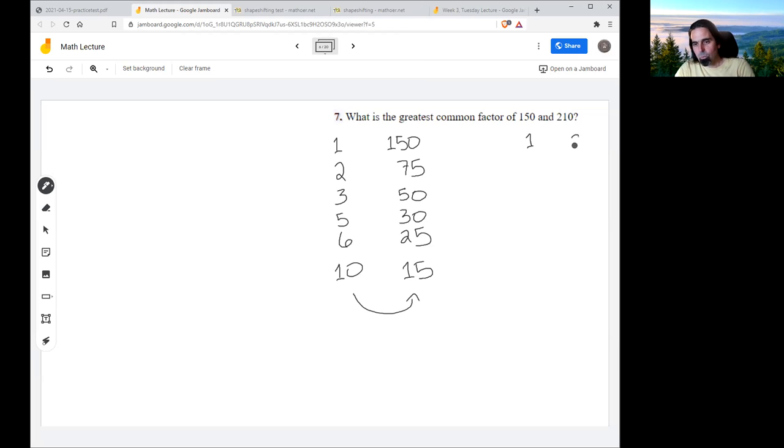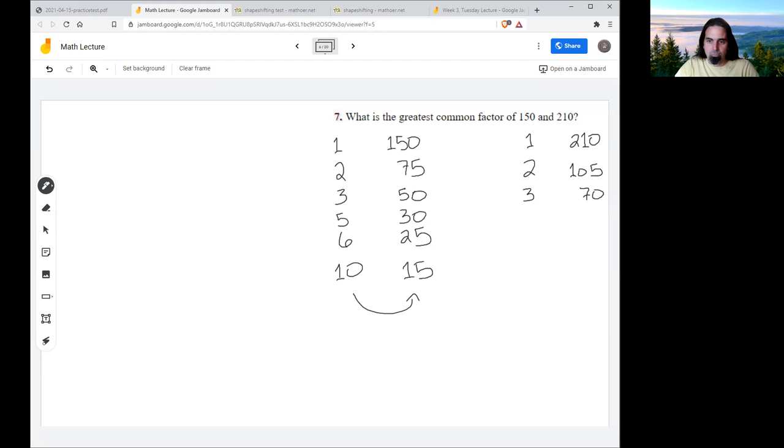Okay, on the other side, 1 and 2, 10. Does 2 work? Sure, half of 210 is 105. Does 3 work? I add these up. 2 and 1 and 0 makes 3. 3 goes into 3, so 3 is going to work. Use your calculator if you're not sure what it is.